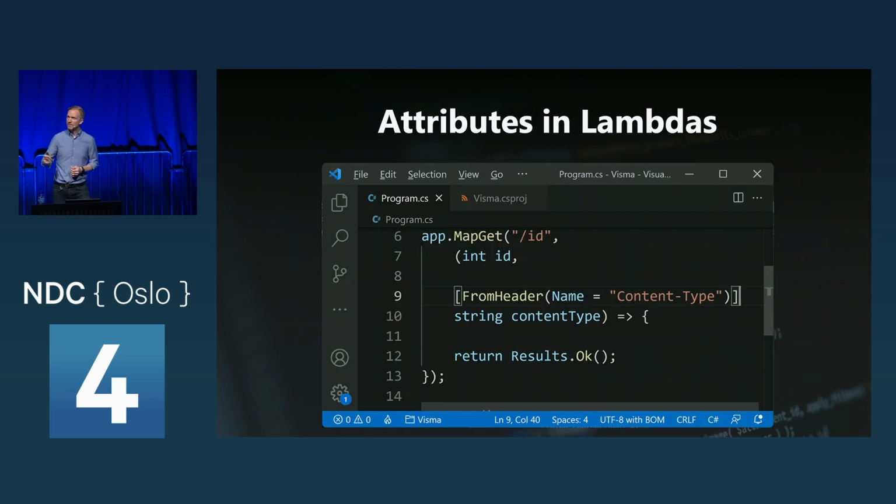Here's an example of one of these minimal APIs, and also an example of one of the C# 10 features. So you're able to now have attributes in your lambdas, so that in this case here, I have a very simple application that is mapping the root of the application to return some data. And I can say that it should get that data from the content header, but in previous versions of C#, we were not able to do this.